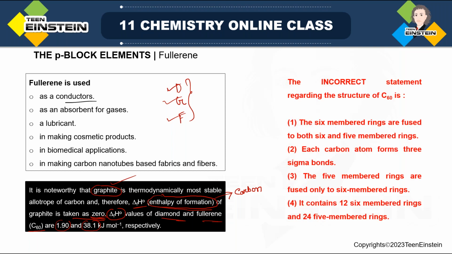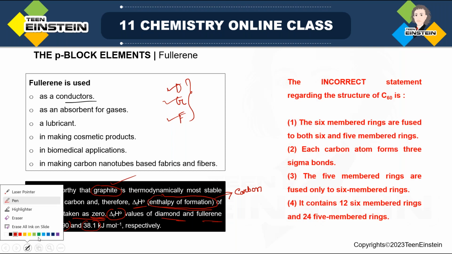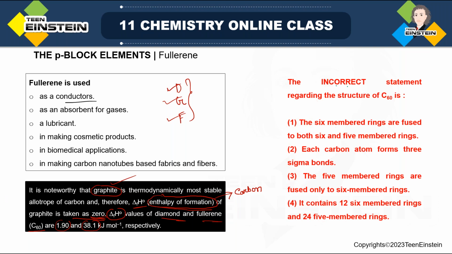Fine. Now we have a question here which is based on fullerene. We have to find the incorrect statement regarding the structure of C60. Now this is fullerene. The first statement says that the 6-membered rings are fused to both 6- and 5-membered rings. We know that there are both 6-membered rings and some 5-membered rings present in fullerene, the structure we have seen in the last class. If we know how they are fused, then only can we answer this question.